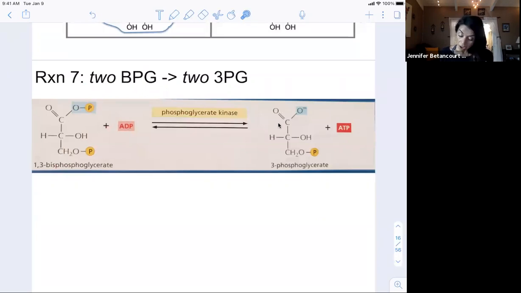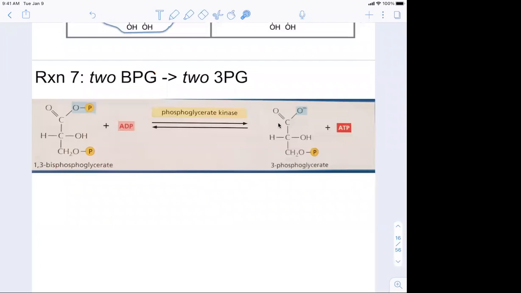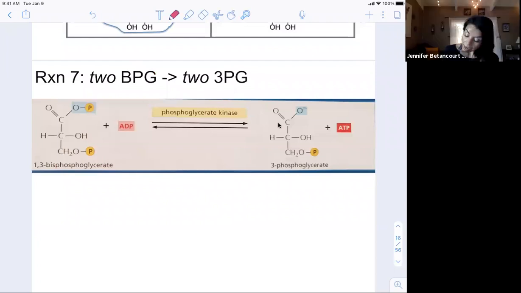And remember, this happens twice because we don't just have one BPG, we have two of them. So yes, one reaction makes ATP, but this happens twice. So we're actually making our 2 ATP. We've paid ourselves back. The cell has paid itself back. Okay, so at this point, we have a net of 0 ATPs. Not great, but better than -2.